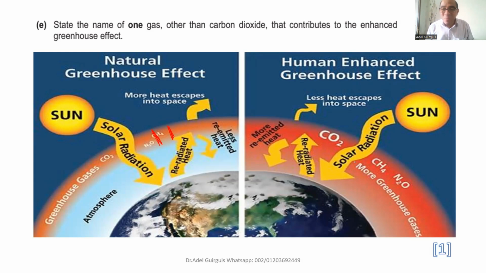Which is the culprit of this problem? Of course, carbon dioxide. This is the reason for the human enhanced greenhouse effect: increased release of CO2, and deforestation. So what other gases contribute to the enhanced greenhouse effect? Methane gas and nitrous oxide, any one of them. You can answer CH4, methane gas, or nitrous oxide. Both are culprits in this problem.